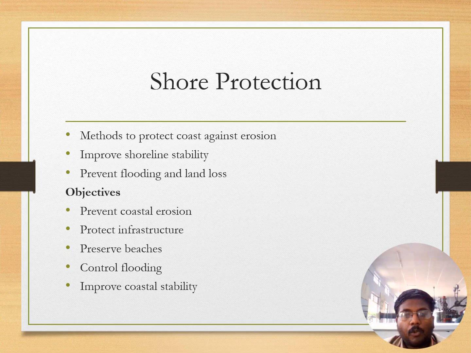Next we see about shore protection. It is a method used to protect the coast against erosion. During continuous wave action, sometimes erosion is produced. It is generally used to improve shoreline stability and also prevents flooding and land losses. The main objectives of shore protection are to prevent coastal erosion, protect infrastructure, preserve beaches, control flooding and improve coastal stability.